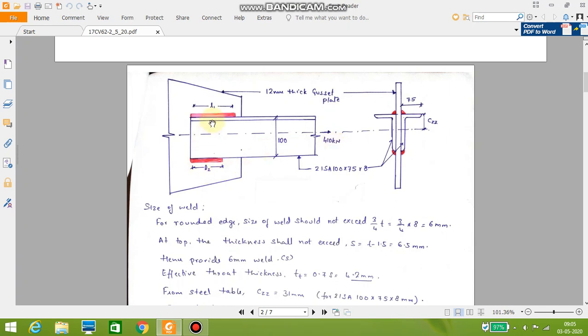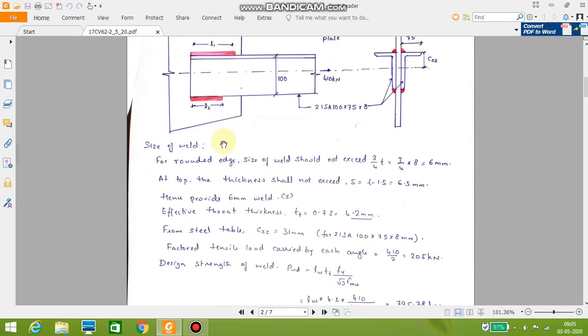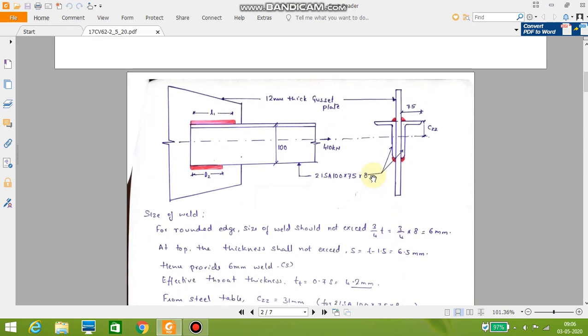So these are the lengths of the weld at the upper side and lower side. This is L1 and this is L2. So now the size of the weld for rounded edge. So usually here we get the rounded edge. For rounded edge, the welding size should not exceed 3/4 of the thickness of the plate. So 3 by 4 into 8. So which one is to be considered? Whether thickness of the ISA angle section or gusset plate.